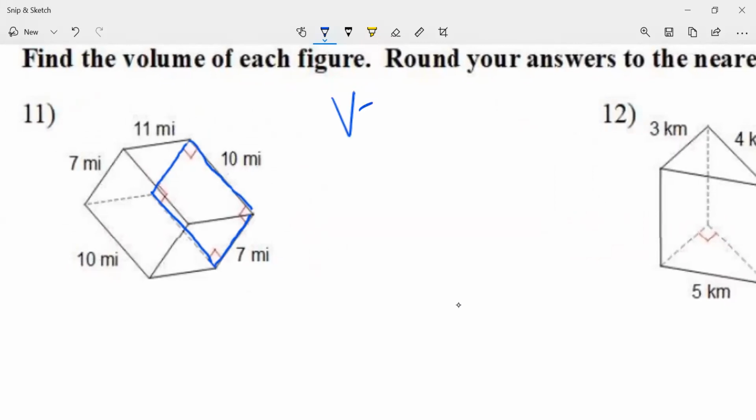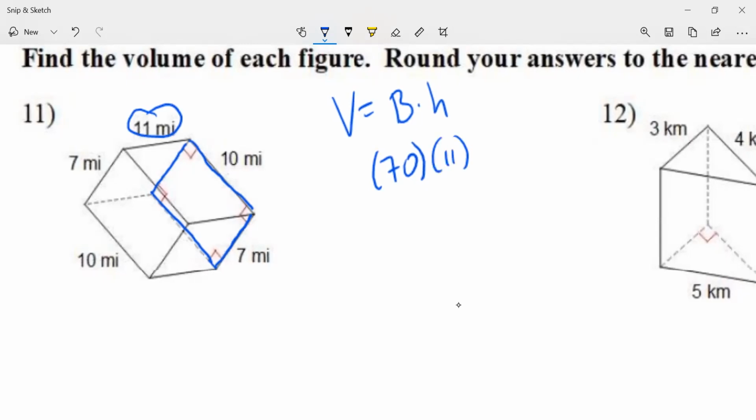Now remember, volume is going to be the area of the base times the height. Now my base, I can see, is a 10 by 7 rectangle. So I'm just going to say 70, right? Because 10 times 7. And then the height, the number that has nothing to do with your bases, it's 11. I remember I said the base is not always up and down, right? Your height is not always up and down. If you're laying down, it's not up and down. So don't think the height is always up and down. Okay, so the base is 70, the height is 11. 70 times 11 is equal to 770.